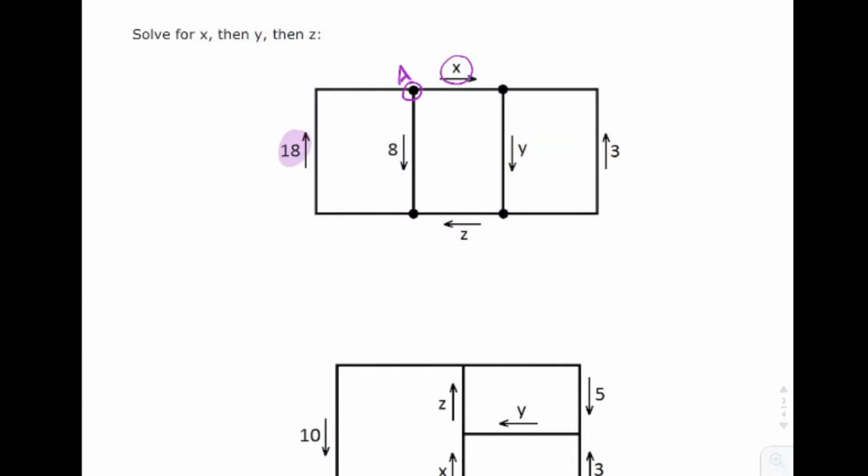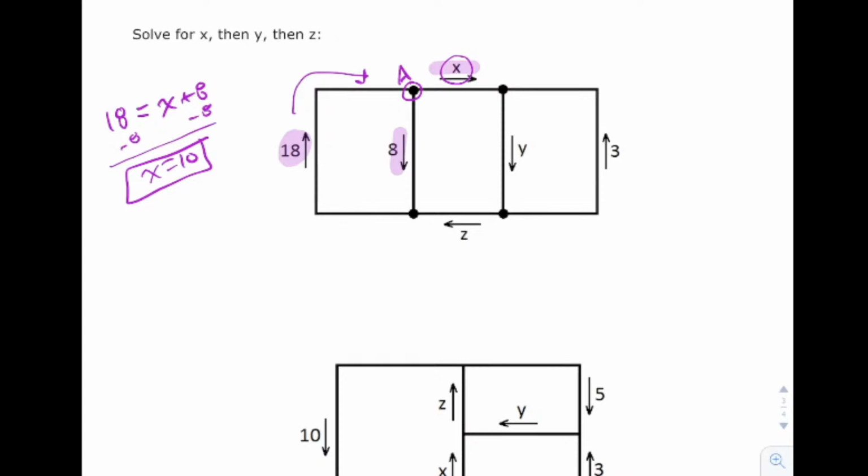If you were to follow this around, I got 18 coming in. And that's the only thing coming in. So now what's going out is the other two things. I got x going out, right there, and this 8 is coming out as well. So 18 equals x plus 8. Okay, subtract 8 on both sides. So x must be 10. There it is, x is 10.